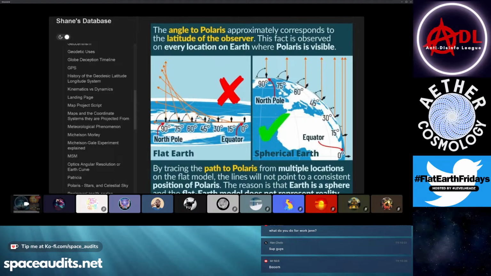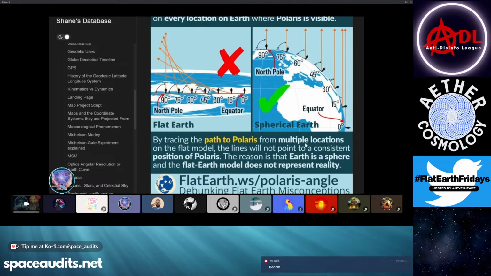I would agree that the apparent rate would definitely appear to be different, right? They're saying that it doesn't change. No, it definitely changes. They have the same angle, they just put it over 90 degrees. So when they say tracing the path from multiple locations does not point to a consistent position of Polaris, the reason is that Earth is a sphere and the flat Earth model does not represent reality.